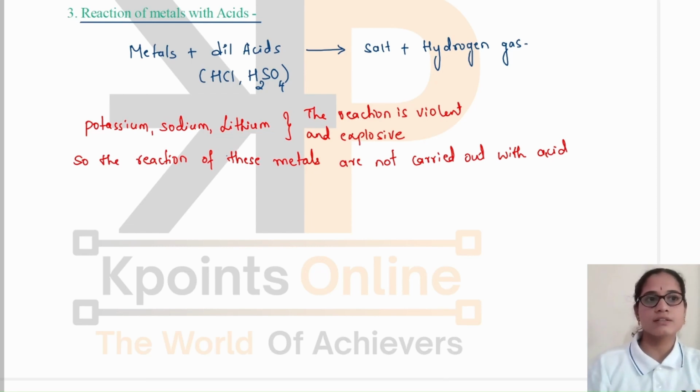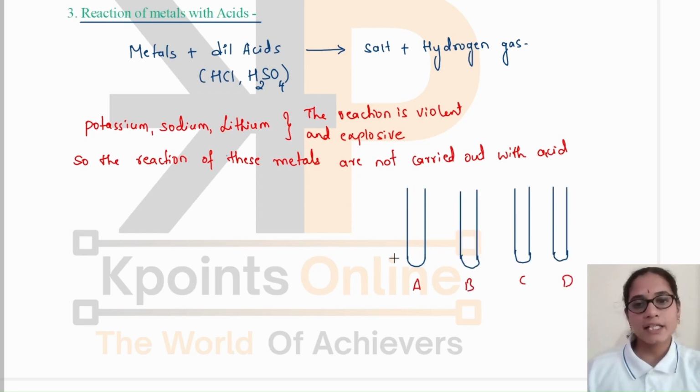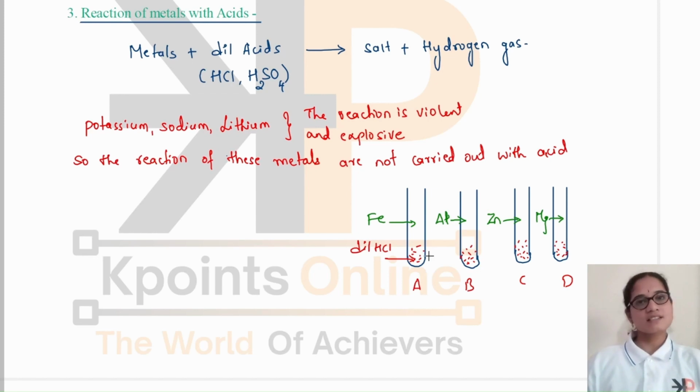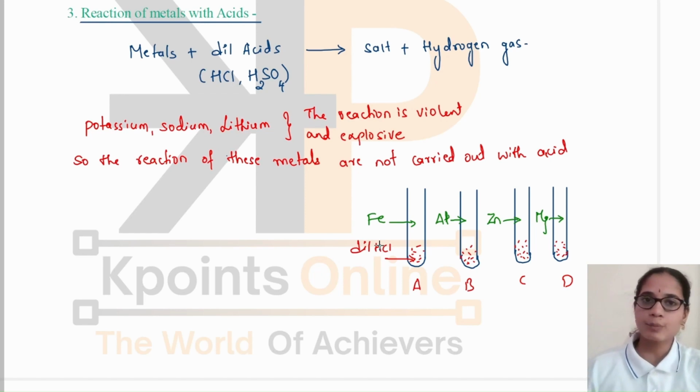Take 4 test tubes here. Let us check the reactivity of the different metals with dilute hydrochloric acid. Take dilute HCl in these 4 test tubes. Now we are going to check the reaction of different metals with dilute acid. We are going to add iron, aluminium, zinc and magnesium into these test tubes, and then check how the reaction takes place and what products are formed.